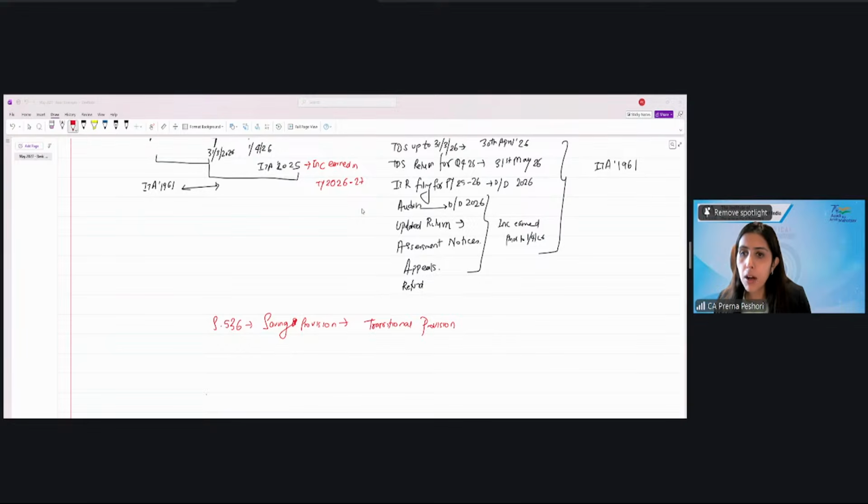Last session we were discussing the charging section, which is section 4 of the Income Tax Act, right? We discussed what the tax year is, what total income is, what income is, and the definition of person. We also discussed the assessee. All of that we discussed in detail.